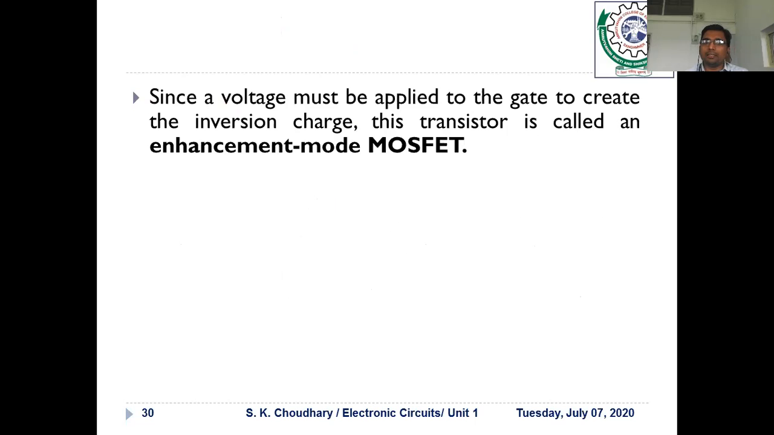Since a voltage must be applied to the gate to create the inversion charge, this transistor is called enhancement mode. Where we have to apply a voltage to create an inversion layer, that is called enhancement mode MOSFET, and where there is an inbuilt channel, that is called a depletion mode MOSFET. So here we are learning about the enhancement mode MOSFET.